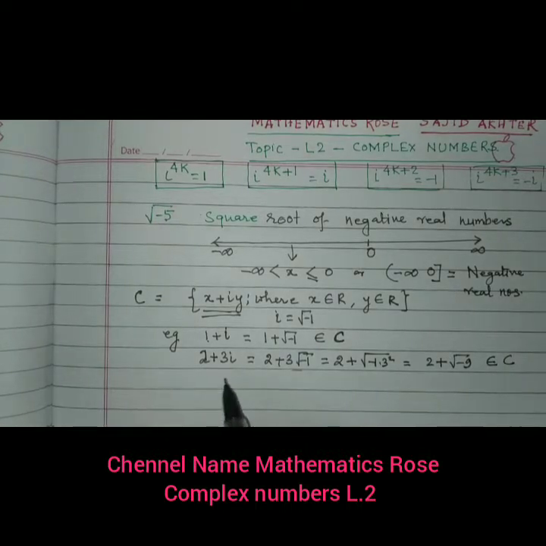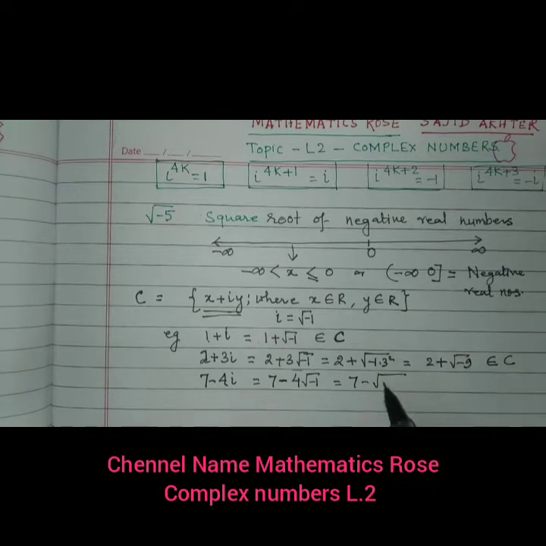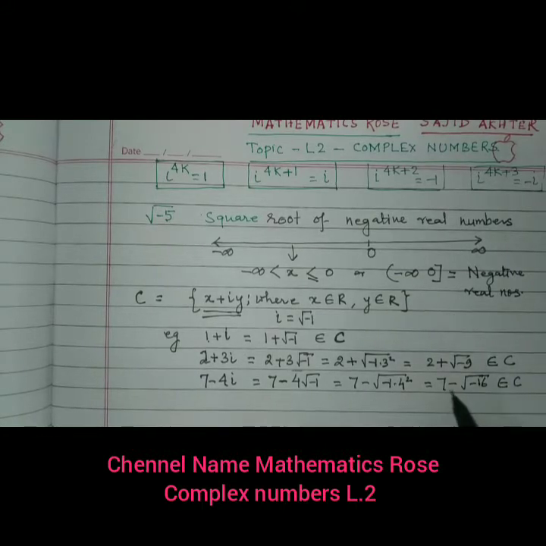Suppose I am writing 7 minus 4i. So 7 minus 4i can be written as 7 minus 4 into root under minus 1. So it is equal to 7 minus root under minus, and then it is 4 square. So it is equal to 7 minus root under minus 16. So it belongs to C. It is the combination of the two numbers, 7 and root under minus 16, which is an imaginary number.